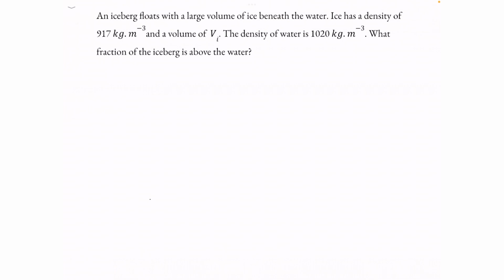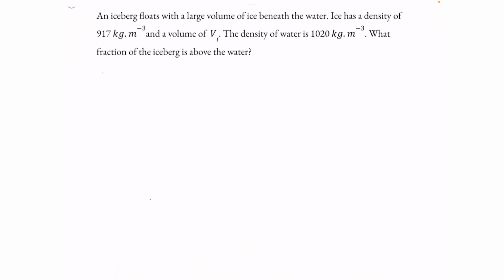An iceberg floats with a large volume of ice beneath the water. Ice has a density of 917 kilograms per cubic meter and a volume of V_I. The density of water is 1,020 kilograms per meter cubed. What fraction of the iceberg is above the water?